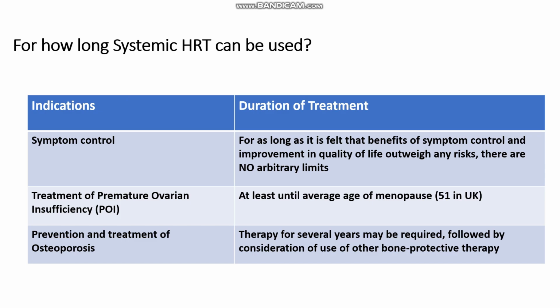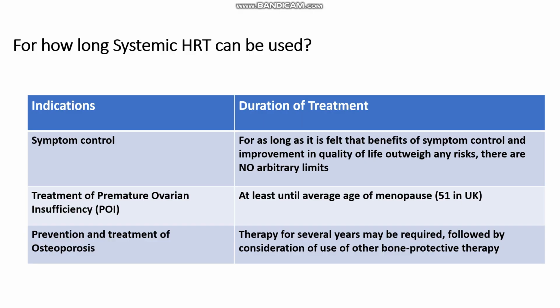Then, for how long can systemic HRT or MHT be used? The indication is symptom control. The duration of treatment is as long as it is felt that the benefits of symptom control and improvement in quality of life outweigh any risks. There are no arbitrary limits for the use of MHT in the control of symptoms.